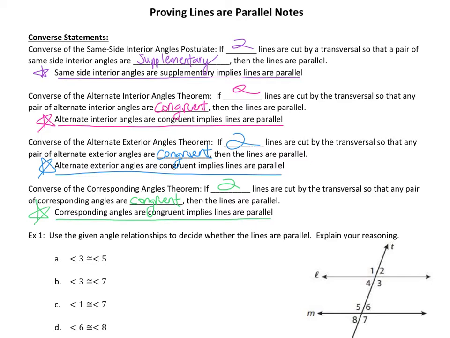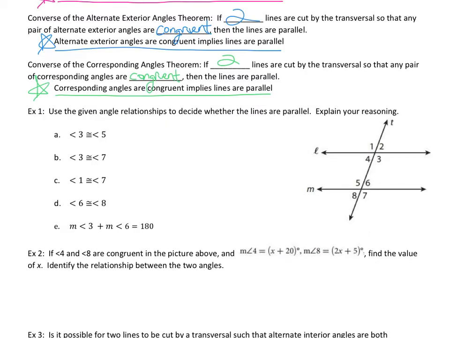So it just depends on what the relationship is between the angles, and that tells us that the lines are parallel. So in example 1, we need to use the given angle relationships to decide whether those lines, line L and M, are parallel to each other, and we have to explain the reasons why. So if 3 and 5 are congruent, they're telling us that they are congruent. So the question is, is that enough information to tell us that line L and M are parallel to each other?